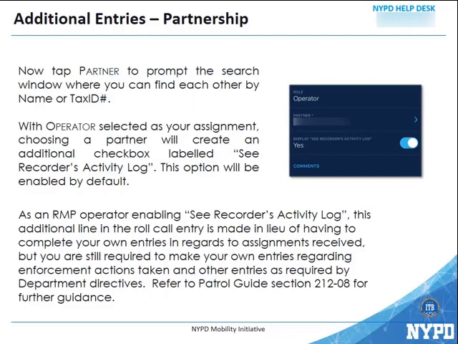With operator selected as your assignment, choosing a partner will create an additional checkbox labeled See Recorder's Activity Log. This option will be enabled by default. As an RMP operator enabling See Recorder's Activity Log, this additional line in the roll call entry is made in lieu of having to complete your own entries in regards to assignments received, but you are still required to make your own entries regarding enforcement actions taken. Refer to Patrol Guide Section 212-08 for further guidance.